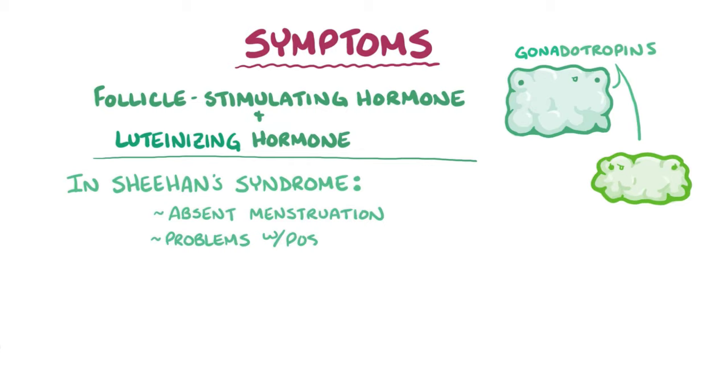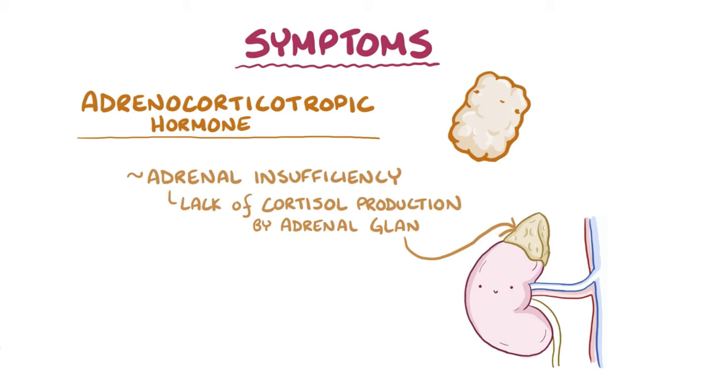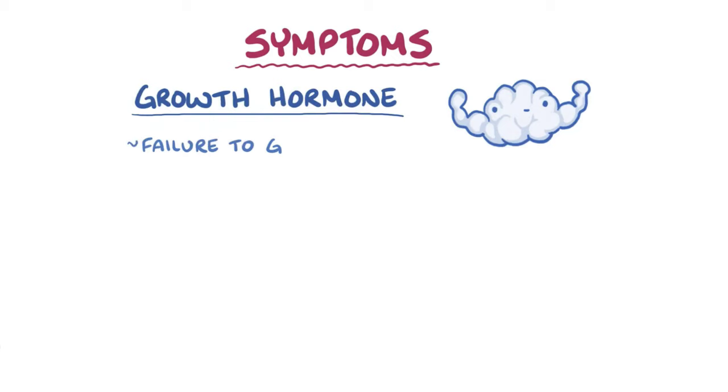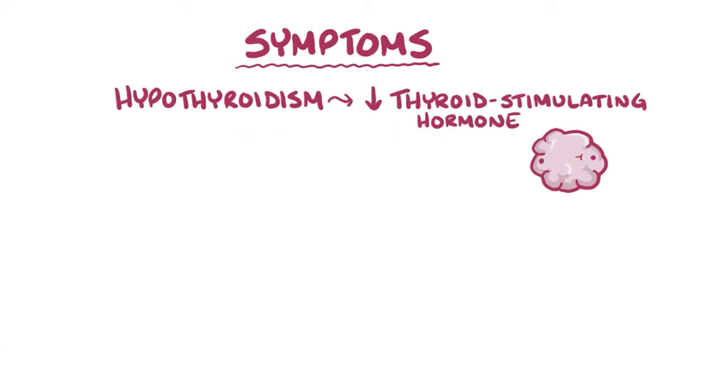Moving on, a lack of adrenocorticotropic hormone causes adrenal insufficiency, or a lack of cortisol production by the adrenal glands, and that leads to weight loss, delayed puberty, and low blood sugar and sodium levels. Growth hormone deficiency results in a failure to grow in children, delayed puberty in adolescents, and decreased lean body mass and low bone density in adults. Hypopituitarism can also cause hypothyroidism due to the diminished production of thyroid-stimulating hormone with classic symptoms like weight gain, constipation, hair loss, and low blood pressure.